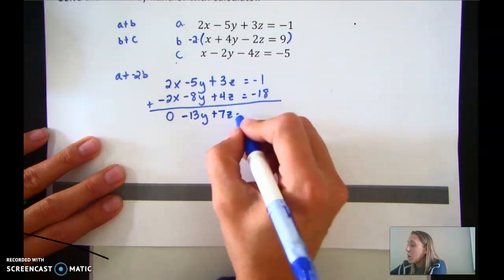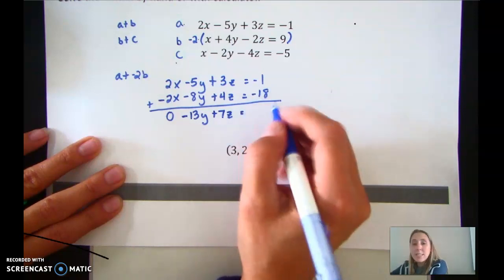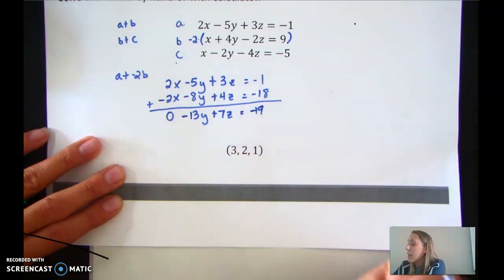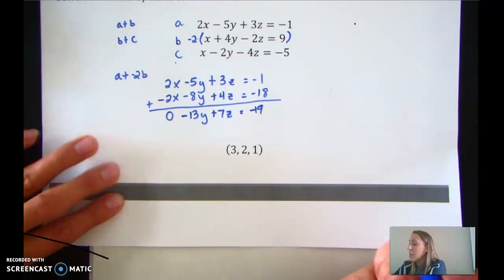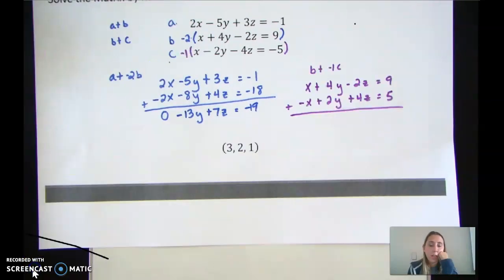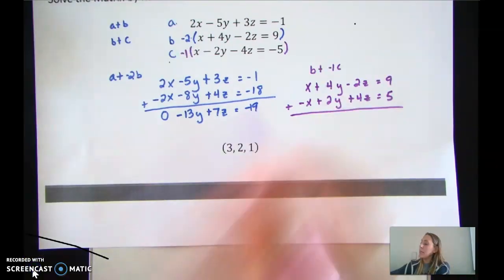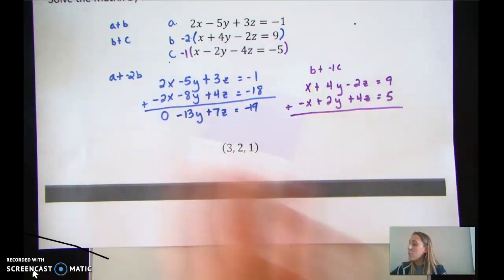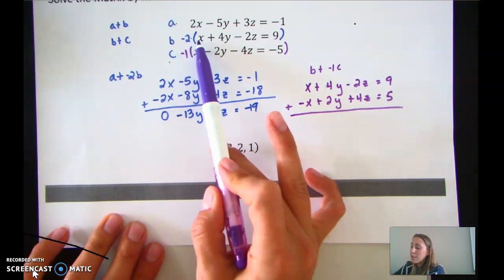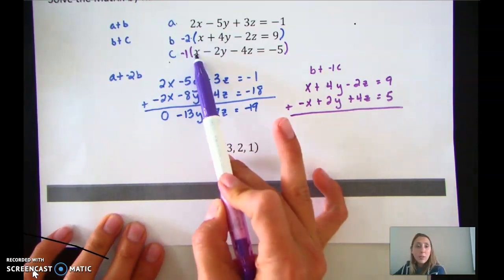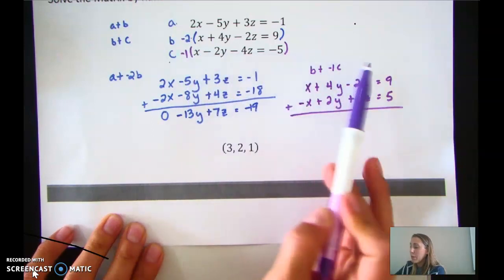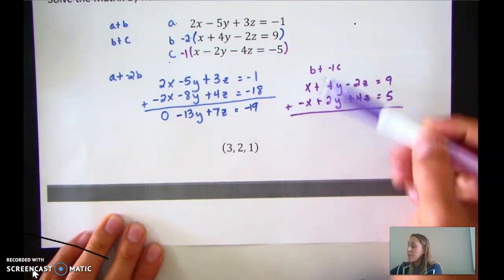And negative 1 plus negative 18 is negative 19. So now what I'm going to do is the next step. I'm going to take b plus negative 1c. I could see that this is a positive x and I need to zero it out, so I multiplied by negative 1 to c all the way across. So now I have done that right here.